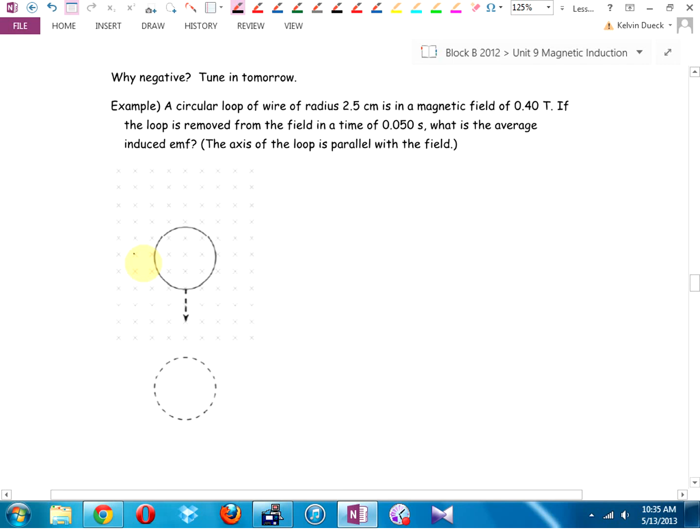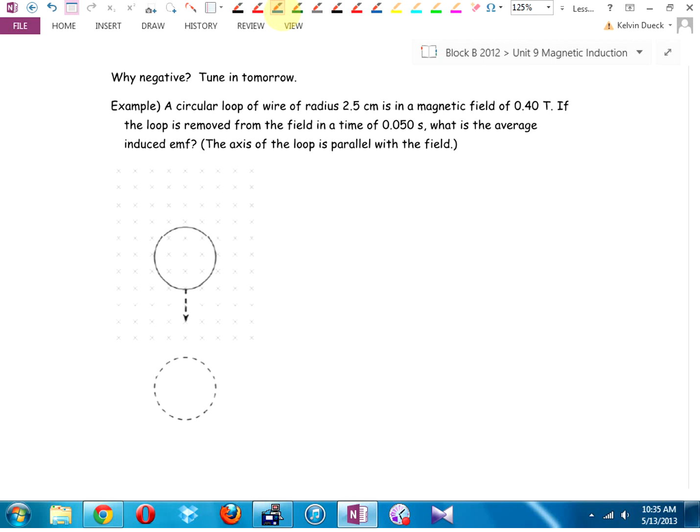So, as an example, let's suppose we have a circular loop of wire of radius 2.5 centimeters. It's in a magnetic field of 0.4 teslas. The loop is removed from the field in a time of 0.050 seconds. What's the average induced EMF?